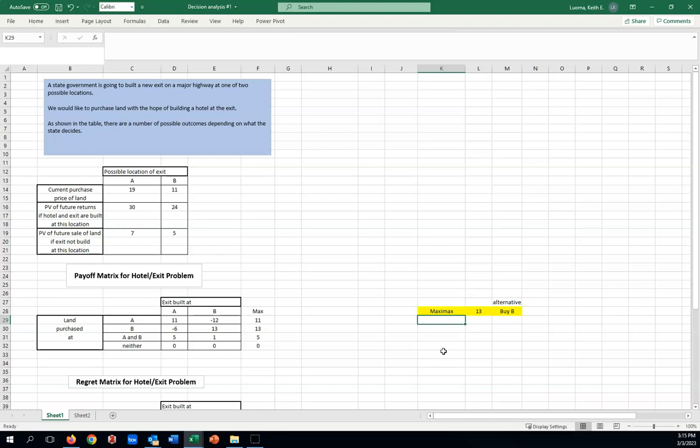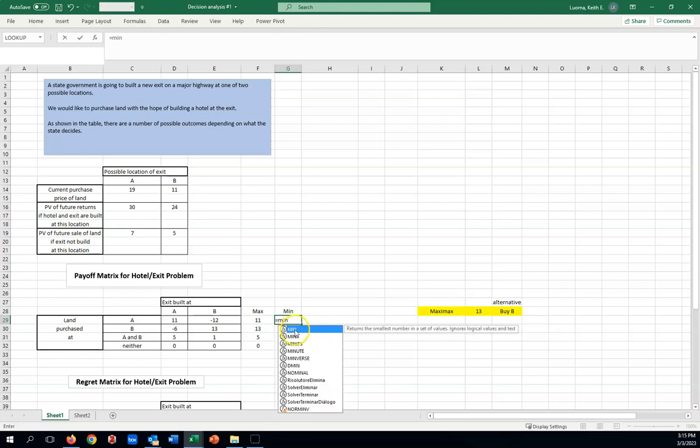So there's another procedure which is called the maximin. So with maximin, we first would do a min column, and then we'll do the max of that min column. Now the max command was real simple, wasn't it? Min command is just as simple. It's just min, gives a minimum.